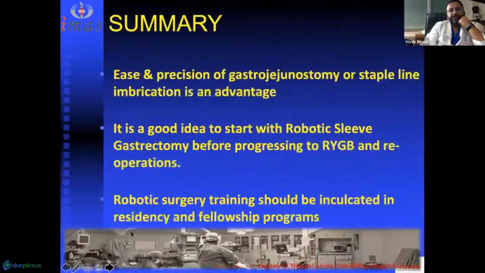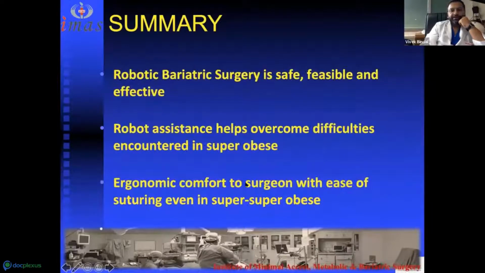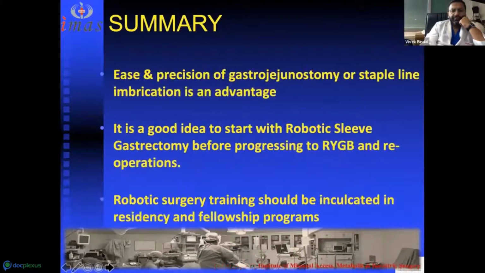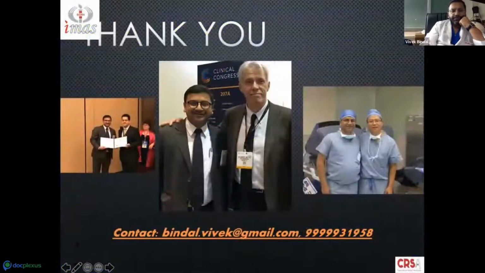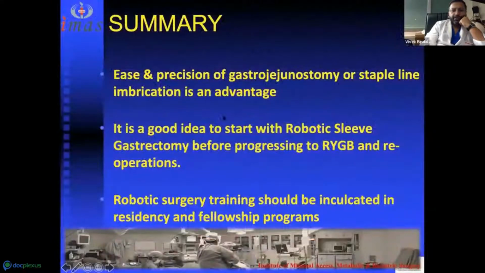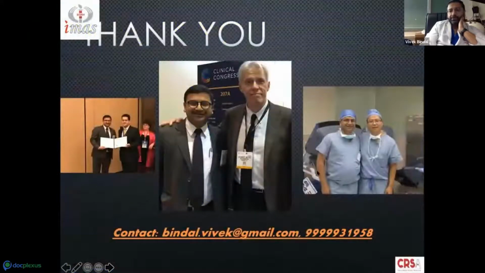So in summary, robotic bariatric surgery is safe, feasible, and effective. Robot assistance helps overcome difficulties encountered in super obese, and ergonomic comfort to the surgeon is there. Ease and precision of gastrojejunostomy is an advantage. It is a good idea to start with robotic sleeves before going over to gastric bypasses. And we strongly believe that robotic surgery training should be inculcated in residency and fellowship programs. Thank you for your kind attention. I'll be happy to take any questions.